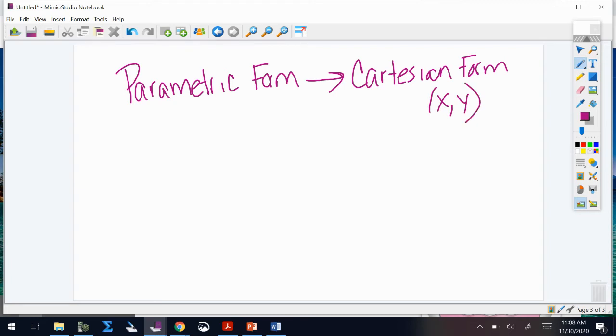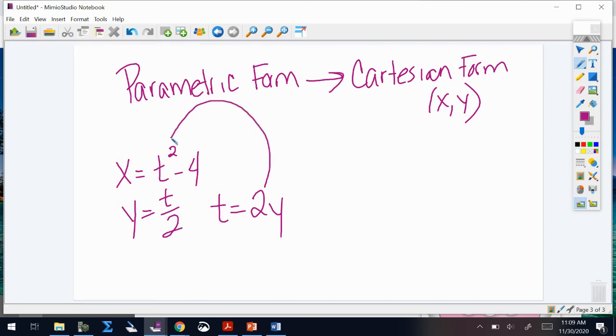So you would have something like the parametric equations we just had: t squared minus 4 and t over 2. I'm just going to keep using that example. If you're asked to eliminate the parameter, you're basically going to do a substitution. You're going to pick one of these two equations to solve for t. I think the y equation is simpler, so I'm going to solve that for t and say t equals 2y. And then you're going to replace that into your x equation. So you replace it with 2y squared minus 4, which is going to be 4y squared minus 4.